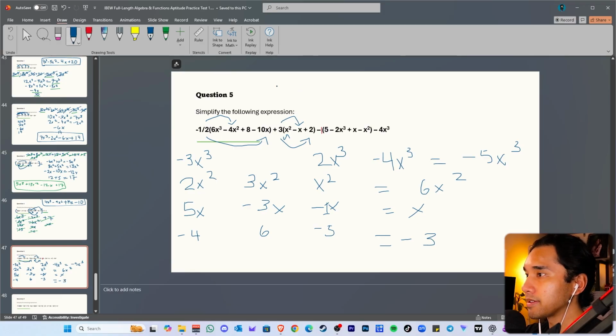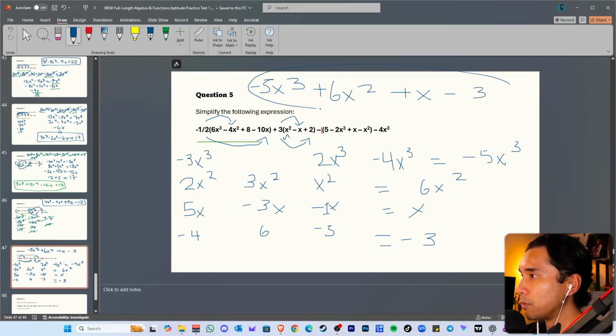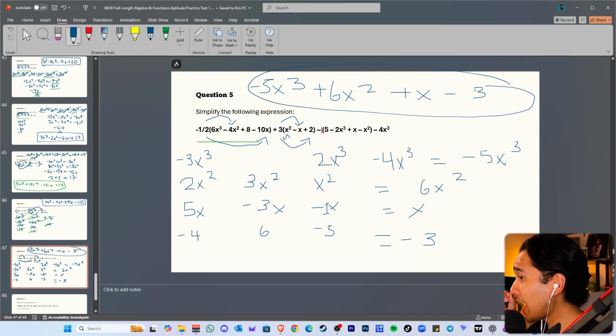Our answer reads negative 5x squared plus, or cubed, minus 5x cubed plus 6x squared plus x minus 3. Boom. There's your answer. That took a long time. I'm sure they won't do that to you, but they will maybe put a fraction, but they'll put a pretty one. I don't think they're going to put an ugly one. And if they put an ugly one, they are diabolical.